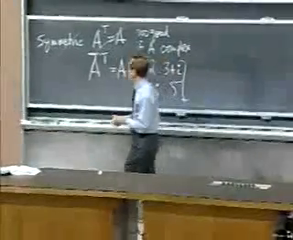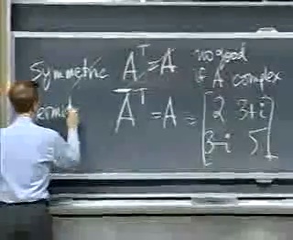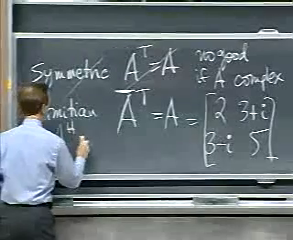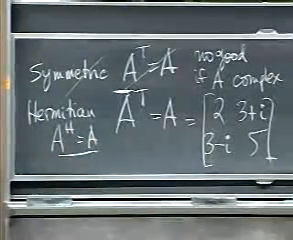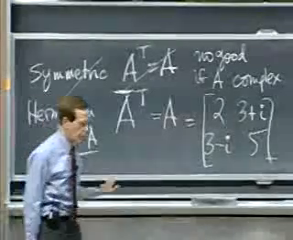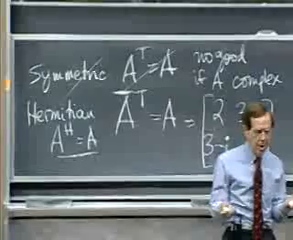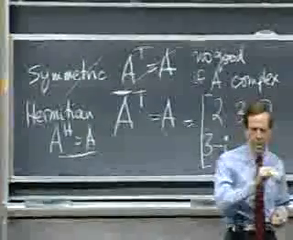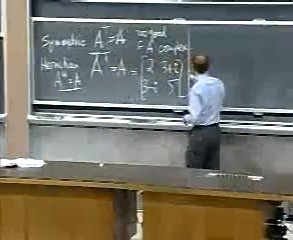And those matrices are called Hermitian matrices. A Hermitian equals A. Fine. Okay, and those matrices have real eigenvalues, and they have perpendicular eigenvectors. What does perpendicular mean? Perpendicular means the inner product, so let's go on to perpendicular.